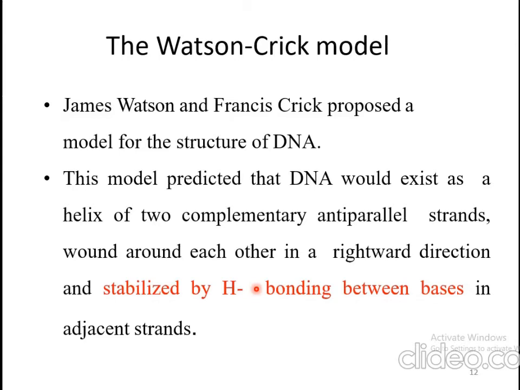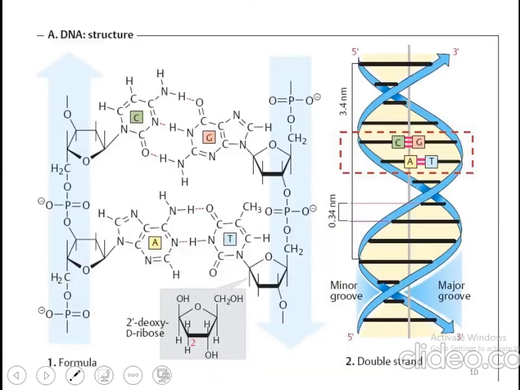There are two hydrogen bonds between adenine and thymine, and three hydrogen bonds between cytosine and guanine, as you can see in this double strand of DNA structure.